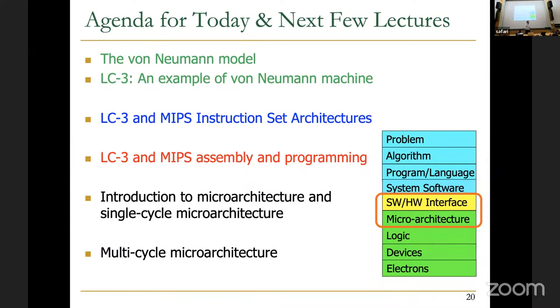What does the programmer assume the hardware provides? And how does the hardware actually provide that? This is the hardware-software interface, and the implementation of the hardware-software interface is going to be the microarchitecture. So today, we're going to talk about the von Neumann model and an example of a von Neumann machine, and start the instruction set architectures, hopefully, and see some examples of how you can define an instruction in an instruction set architecture that the programmer can use, and how the hardware can be designed to actually execute that instruction underneath. Of course, all building on what we have seen.